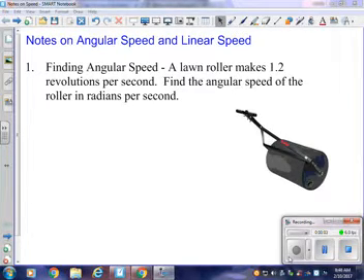Today we're going to look at angular and linear speed, and to give you an idea of what the difference between angular and linear speed is, we're going to talk about the illustration of spinning something in a circle. So let's see how that works.